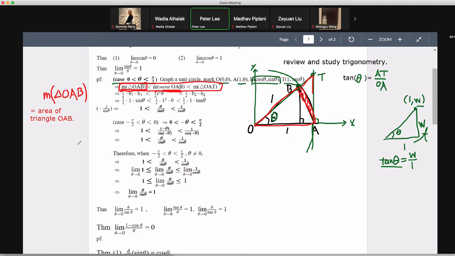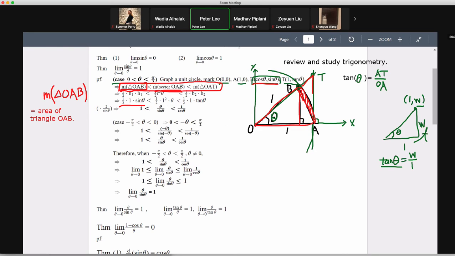So if you look at that formula, what is the area of this triangle OAB? It's half times base times height. Half times base, which is 1, and the height is sine theta. Why sine theta? Because B is cosine theta comma sine theta, so this height is sine theta. That's where that is coming from.